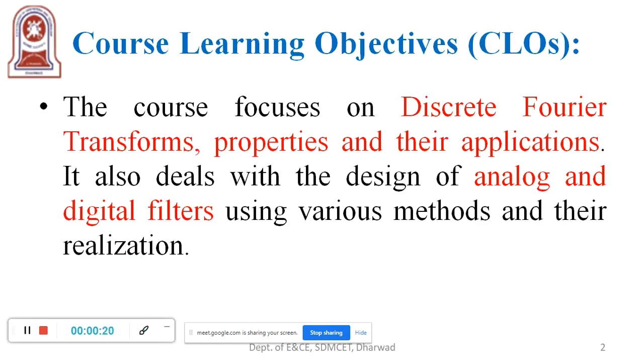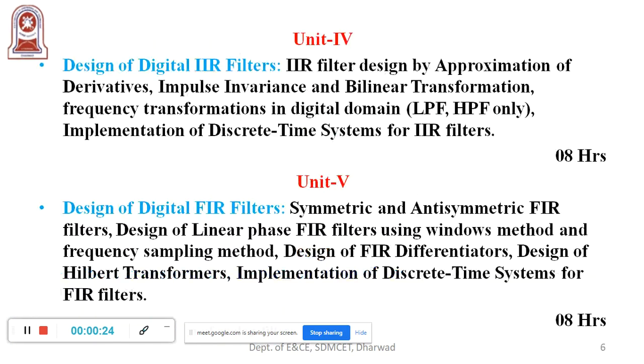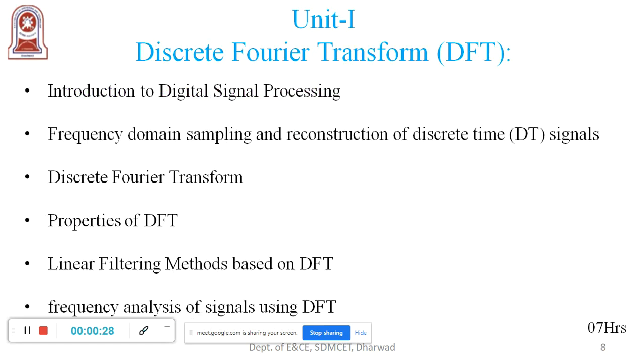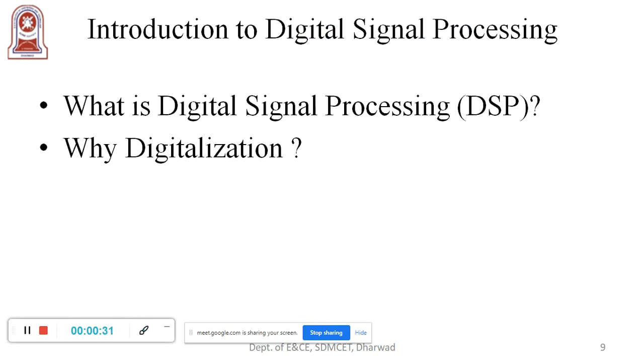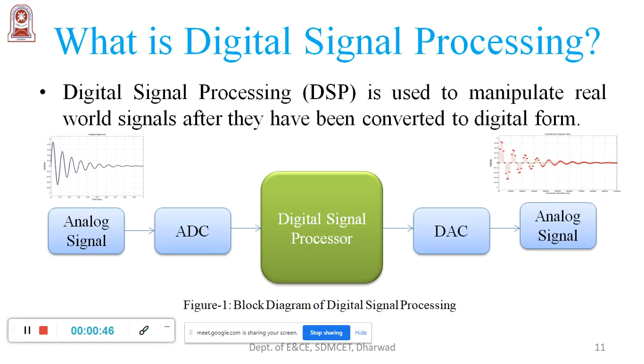In the last class, we discussed a few of the very fundamental concepts of digital signal processing, and we went through the content in your first chapter. We discussed what digital signal processing is and why digitalization is required, and we went through this block diagram. We could understand the importance of the digital signal processor, and this is how the block diagram looks.